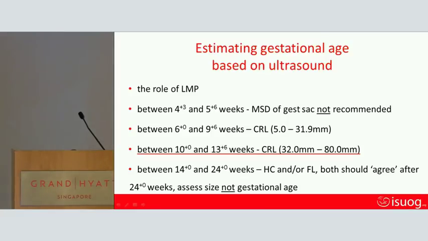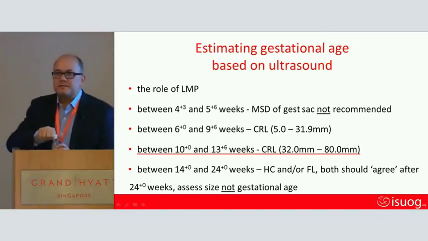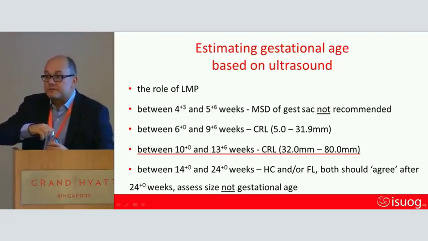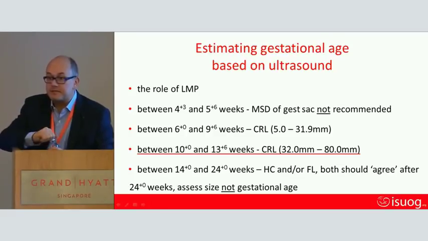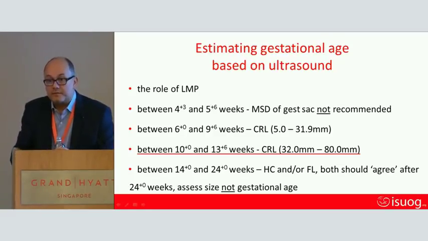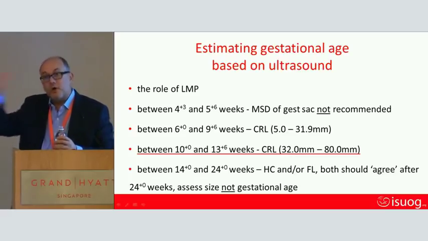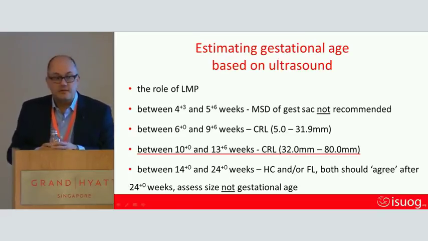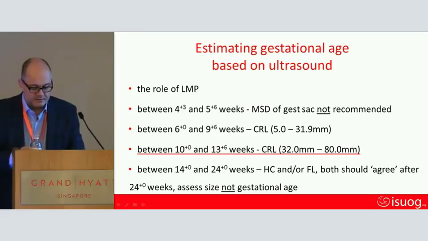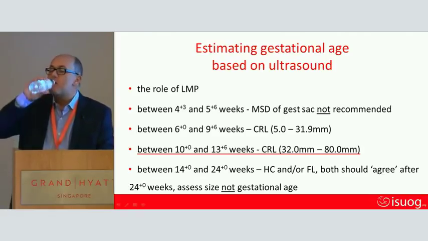So if you see a baby at 32 weeks and it's growth restricted, you would underestimate the gestational age. Or if the baby was a big, fat baby, you would overestimate the gestational age, which is why in the third trimester you need to be very cautious.